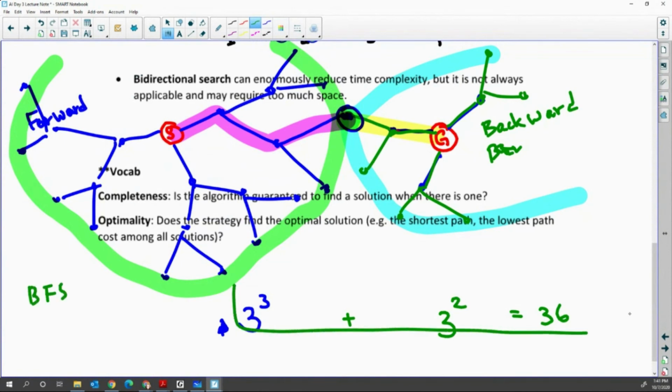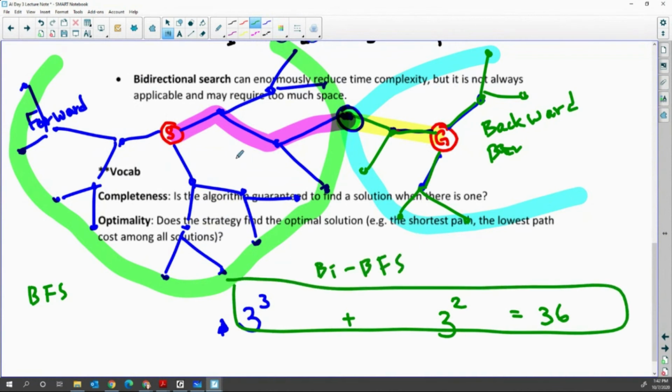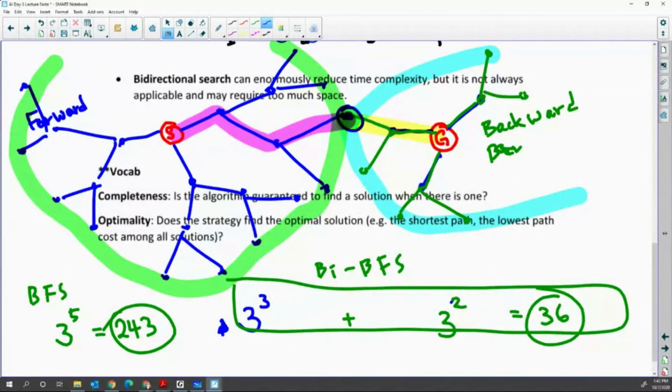This result is by doing the bi-directional BFS. How about if I used regular BFS? 1, 2, 3, 4, 5. Path length is 5. That means 3 to the 5th. What is 3 to the 5th? 243. Wow. 36 versus 243. How about if I was expanding 3 versus 3, then if it was depth 6, 729, then it was actually 54.